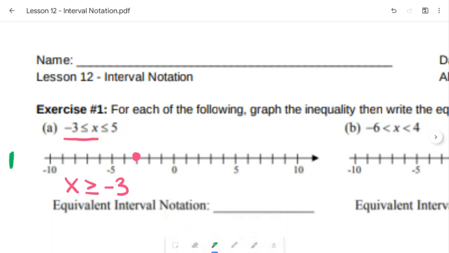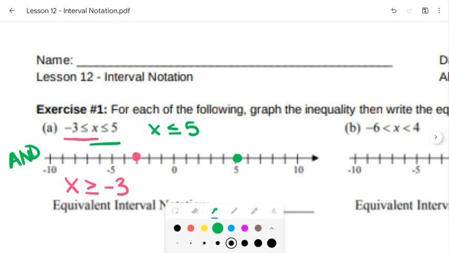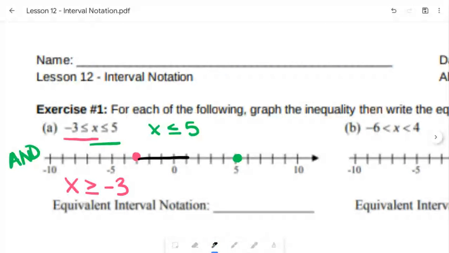So because it's an "and," we know we're going to shade in between, so we need the other piece first. That second piece is x is less than or equal to 5. Again, it's got the or equal to, so we have a closed circle in there. And when you have "and," we're shading everything in between. So everything in between from -3 to 5 is a solution to our inequality.